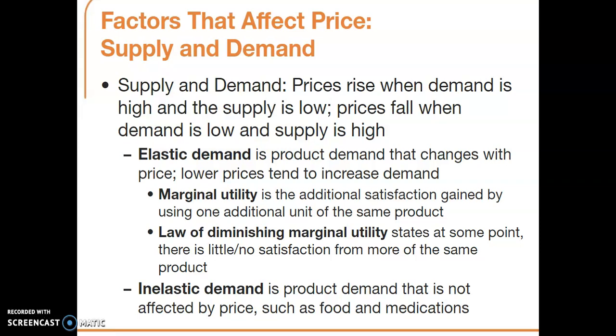And these are some additional terms we need to be familiar with as far as economics go. So marginal utility is the additional satisfaction gained by using one additional unit of the same product. So at some point, products could be priced so low, but at some point it's like, I just don't need these products. So even though it's so low, I'm not going to buy it. And that also goes right along with the law of diminishing marginal utility. It states at some point there is no satisfaction from more of the same product.